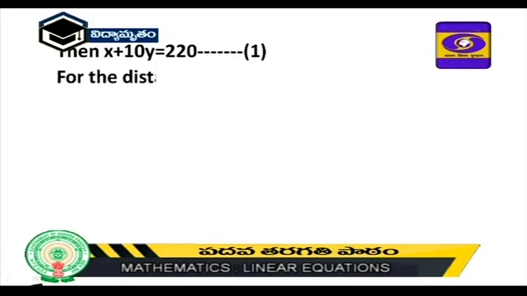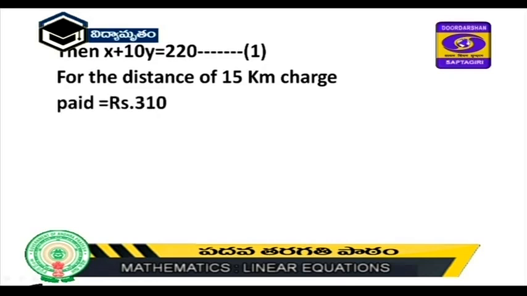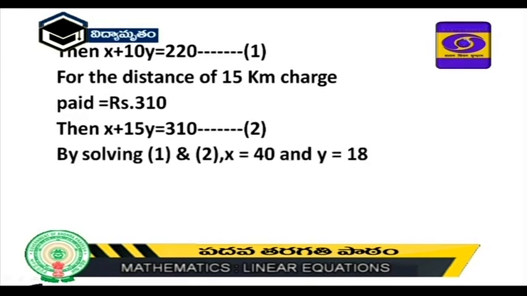Let us take it as the first equation. For the distance of 15 kilometers, here also the minimum charge plus the charge for 15 kilometers is paid as 310 rupees. This can be expressed as the minimum charge plus 15y equal to 310 rupees. So, this is the second equation. By solving these two equations, the first and second equations, we will get x equal to 40 and y equal to 18.